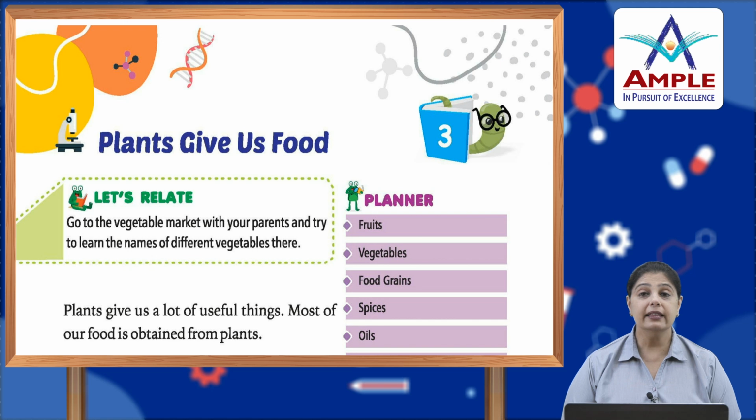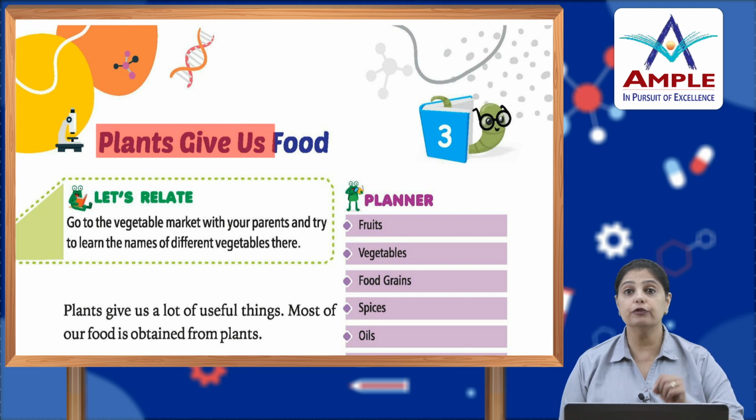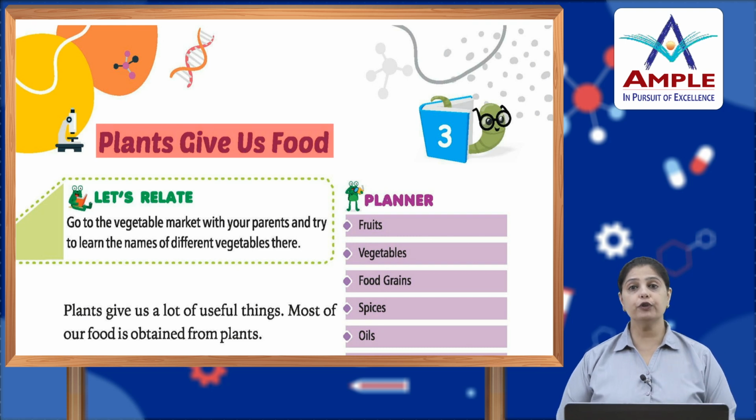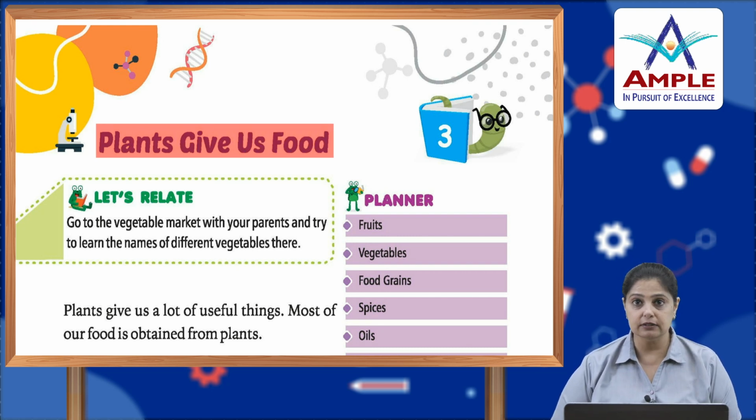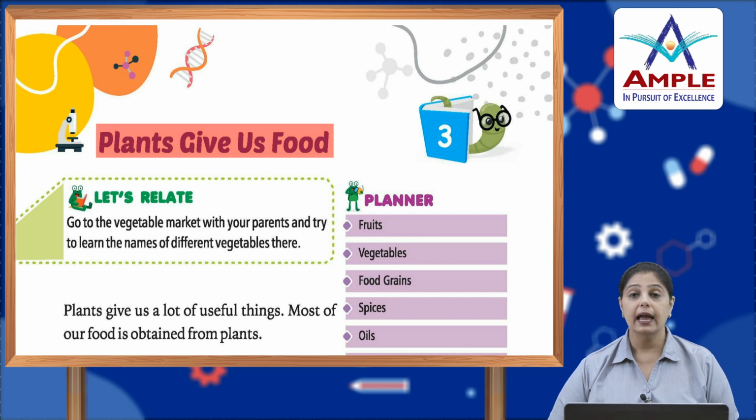Now children, in this chapter, we are going to talk about plants and how they are useful to us. So now let's see the chapter called Plants Give Us Food. Children, if you look at the food that we eat, what does it generally involve? It involves a lot of different plants, isn't it?